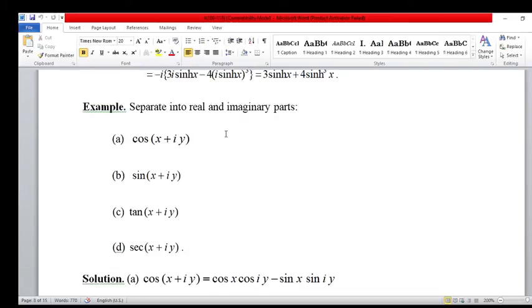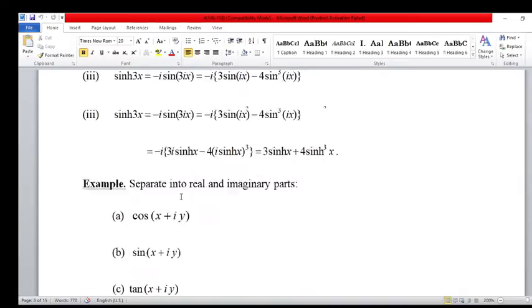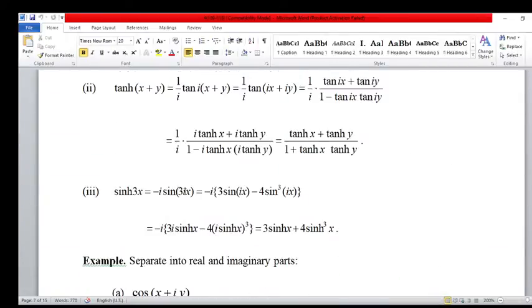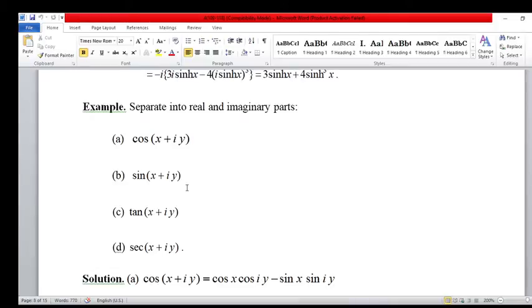Hi friend, welcome back to this lecture. Here we have already seen some formulas for the hyperbolic function, and now this is the new concept starting from this article.